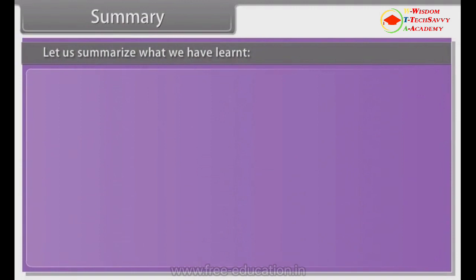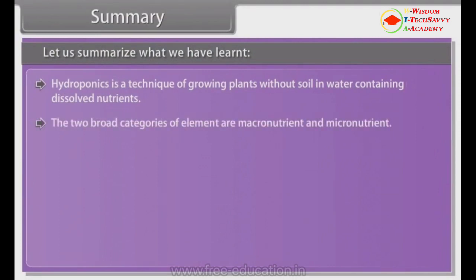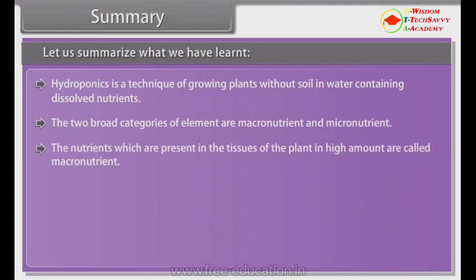Summary. Let us summarize what we have learnt. Hydroponics is a technique of growing plants without soil in water containing dissolved nutrients. The two broad categories of elements are macronutrient and micronutrient. The nutrients which are present in the tissues of the plant in high amount are called macronutrients. The elements needed in low amount are called micronutrients.